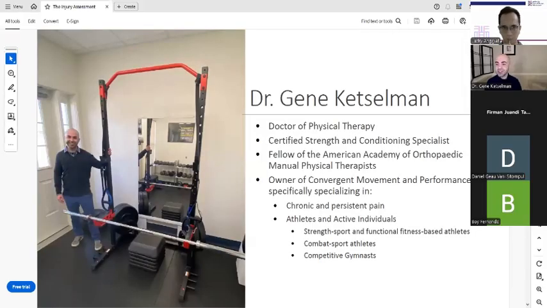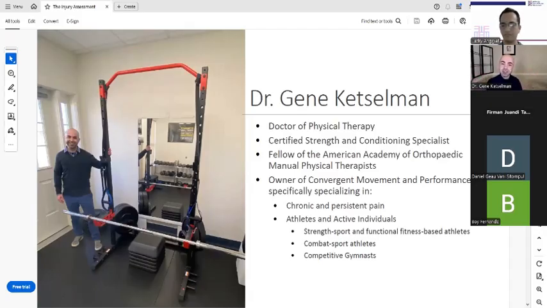So my name is Dr. Gene Ketselman, as Lucky had said. I'm a doctor of physical therapy in the United States. I'm a certified strength and conditioning specialist and fellow of the American Academy of Orthopedic Manual Physical Therapists. I'm also the owner of Convergent Movement and Performance, which is an outpatient orthopedic physical therapy clinic in the United States.